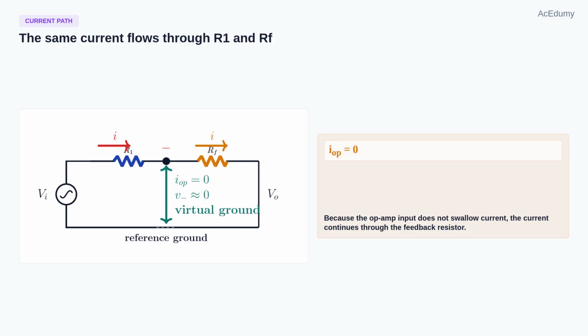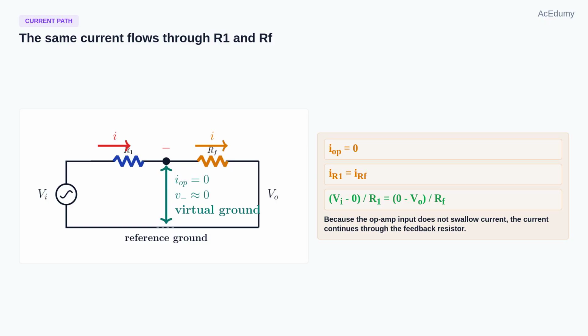Now look at the current. In the ideal model, no current enters the op-amp input, so the current that comes through R1 has only one place to go, through RF toward the output. That is why the two resistor currents are equal. We write the left current as Vi minus 0 divided by R1. We write the feedback current as 0 minus V output divided by RF. Since the currents are the same, those two fractions are equal.